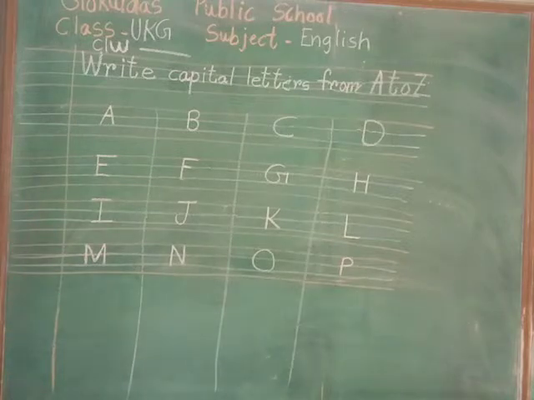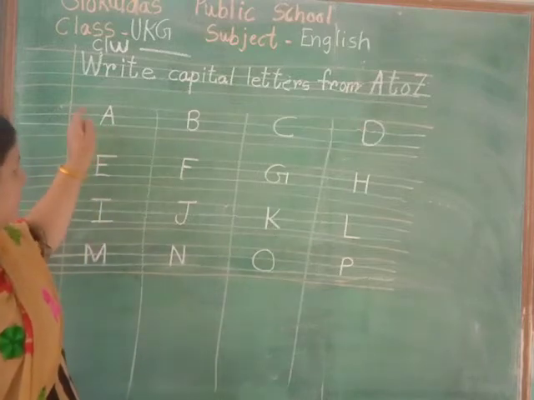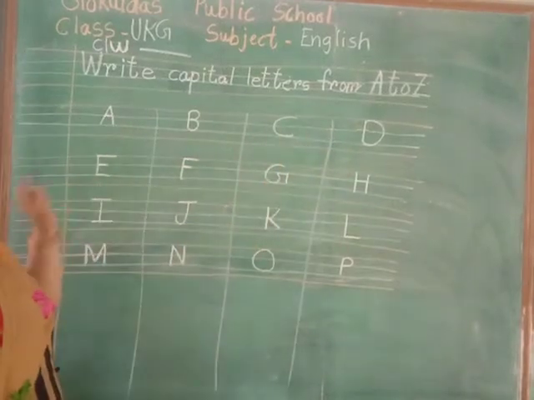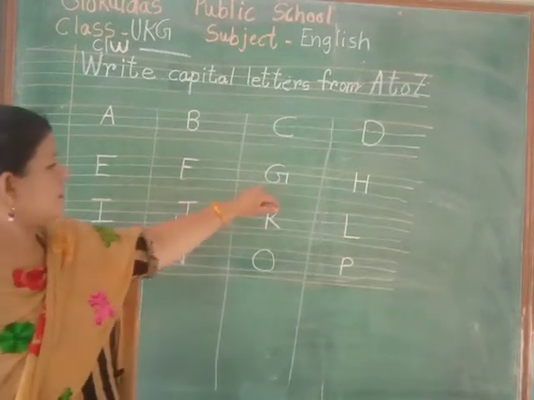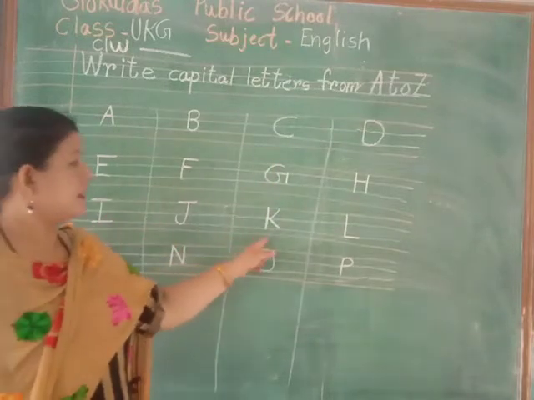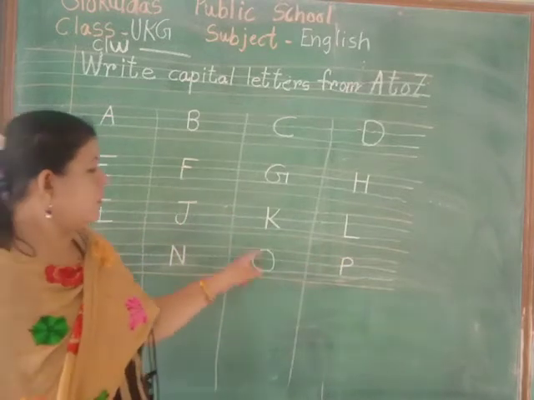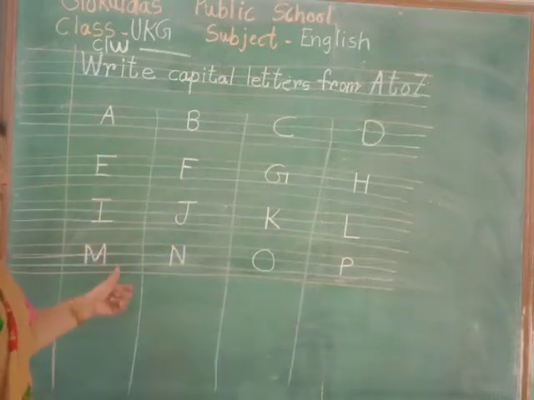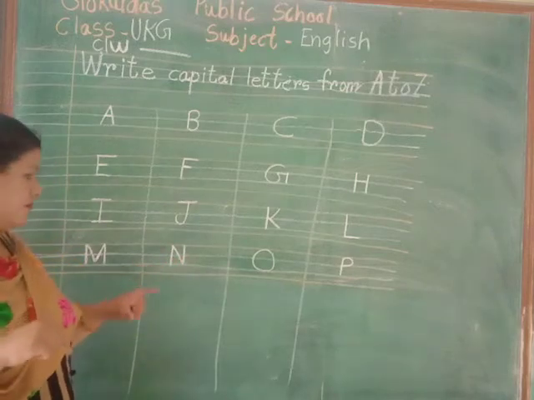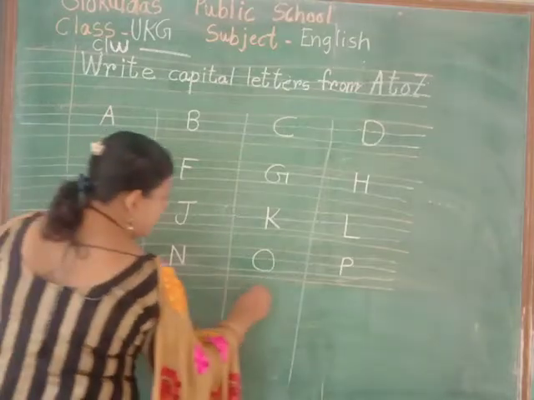Now we will read these letters. Say loudly. Repeat after me and say loudly. A, B, C, D, E, F, G, H, I, J, K, L, M, N, O, P. After P, which letter will come? Q. Very good. Now right here, Q.